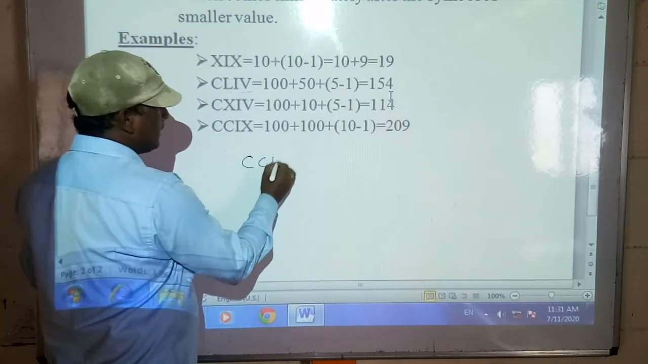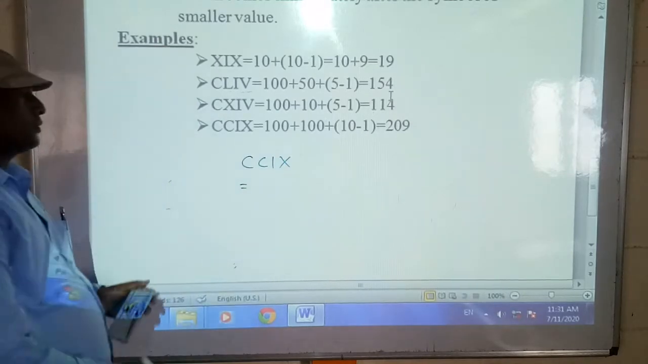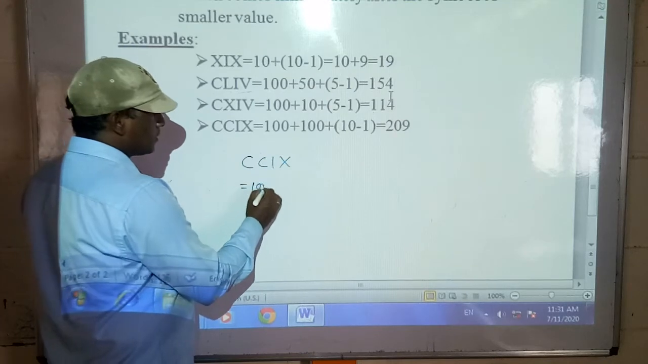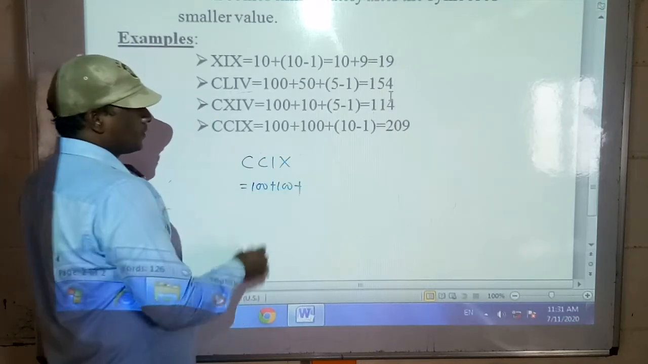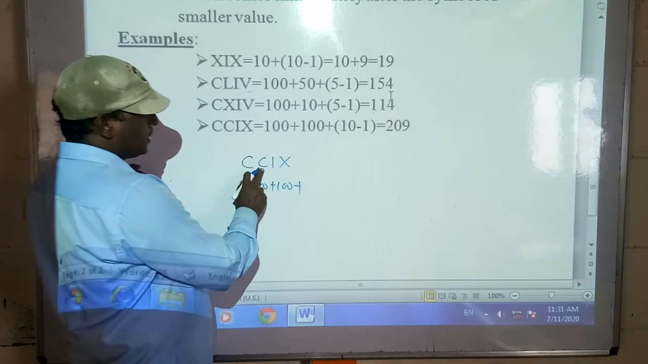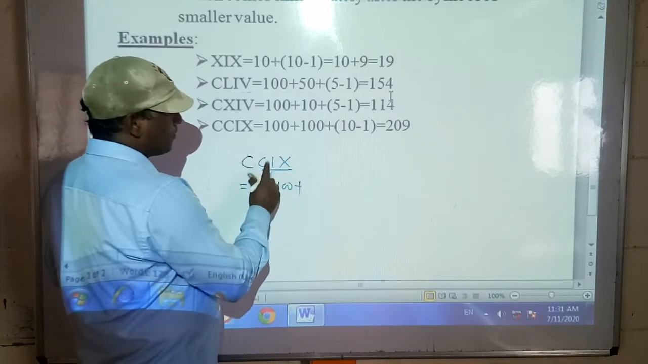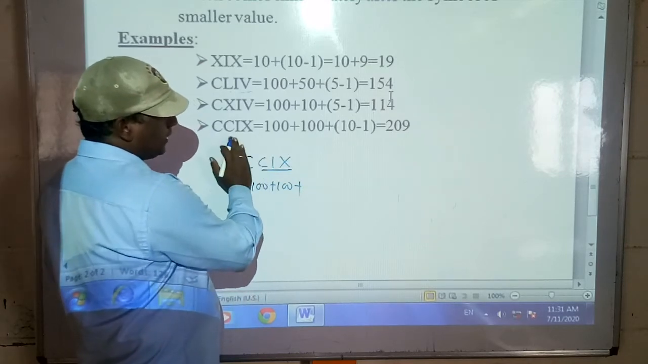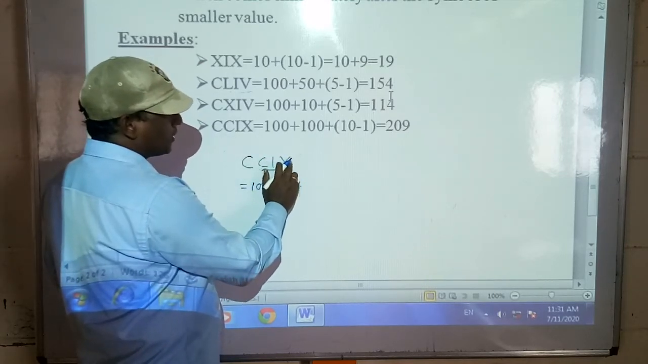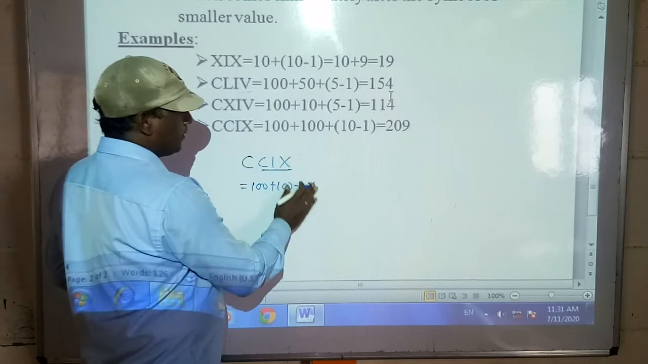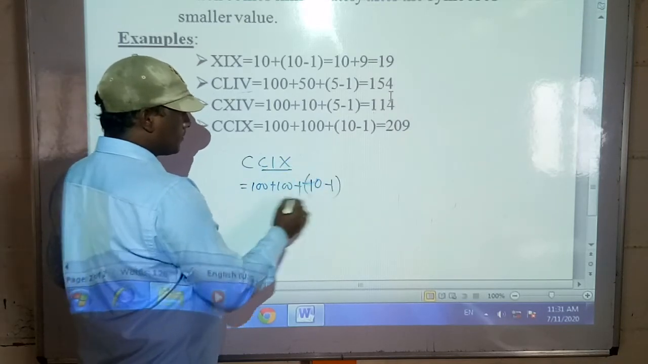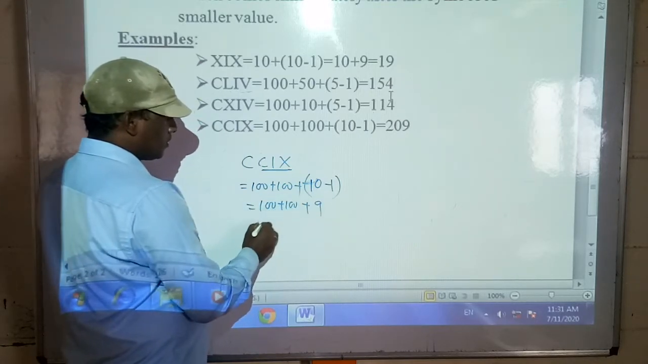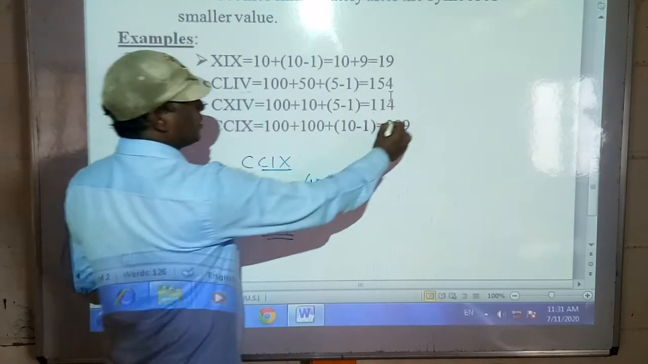Same like it, CCIX. Observe friends, very carefully. Here the C is repeated, so first CC, that means 100 plus 100. Students, you observe that the smaller number is between the two big numbers, so the smaller number is immediately subtracted from the number on its right side. So 10 minus 1 is 9, and 100 plus 100 plus 9 is 209. So this is 209.